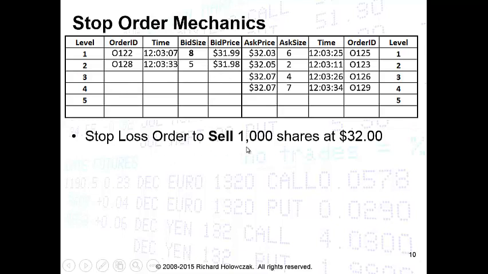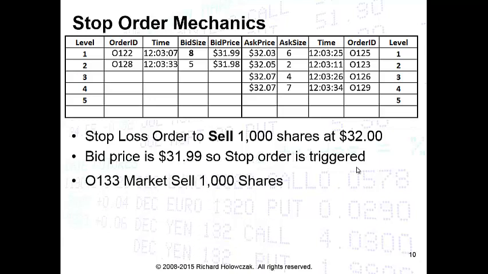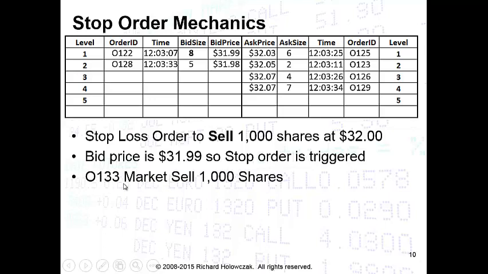Remember, our stop loss order is still sitting at our broker, looking for that price level of $32. So what happens now? Now our broker notices that the bid price is $31.99, so our stop order is triggered. It's going to go into action. And what happens when a stop order is triggered? In this case, a new order is created. We numbered it 133, and that will be a market sell order to sell 1,000 shares. So imagine now we've got this 1,000 share market order that's going to come to the market and sell to the bid side here.